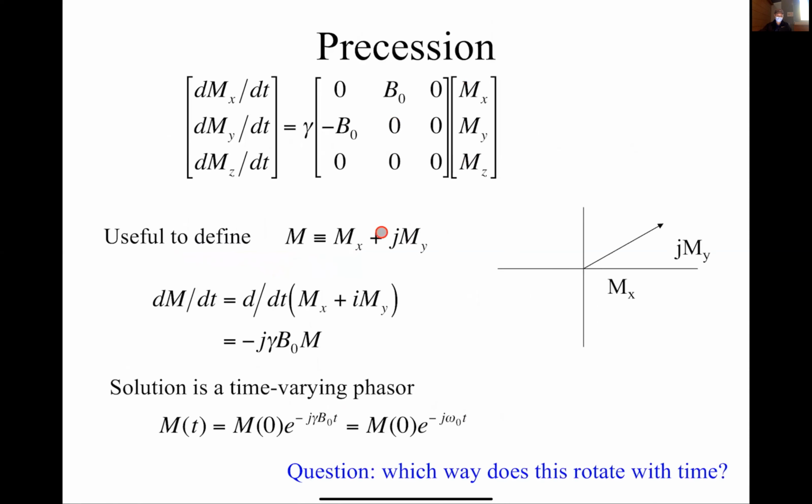This is just review. This is just to remind you that previously the solution we got was a time varying phasor that just rotates at omega naught. We said there's a clockwise rotation at omega naught. All right. Now we're going to modify that to look at what happens with the gradients.